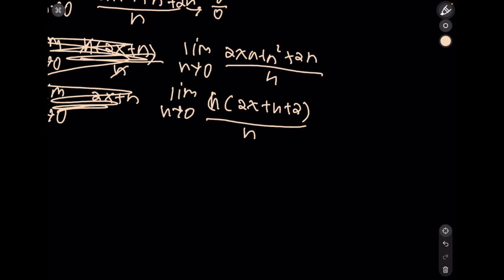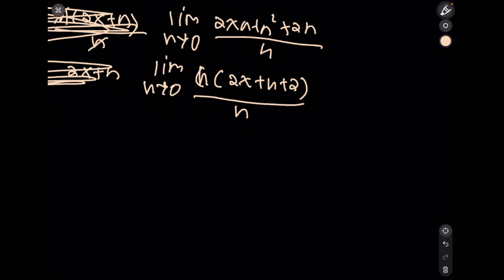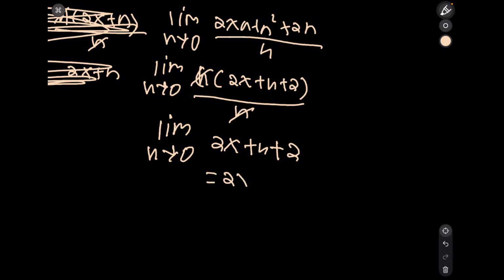And same thing applies here. You're still able to simplify. And then limit as h approaches 0 is just equal to 2x plus h plus 2. And now from here, you're able to put in the 0. And as you can see, what we're left with is 2x plus 2 as your derivative.